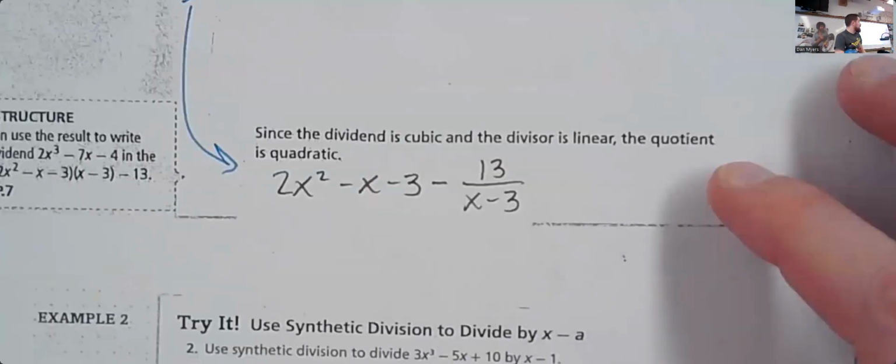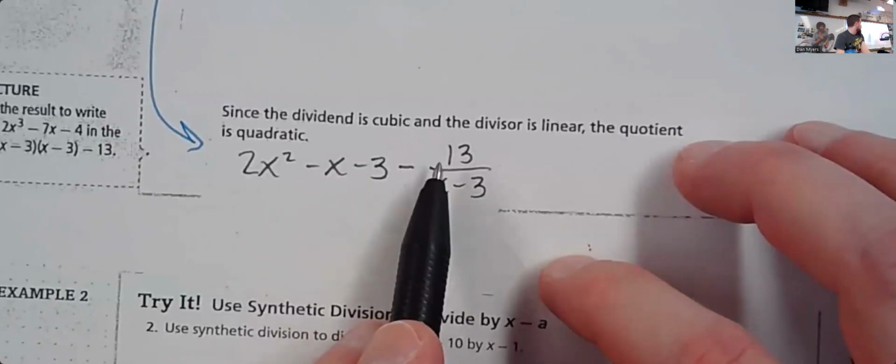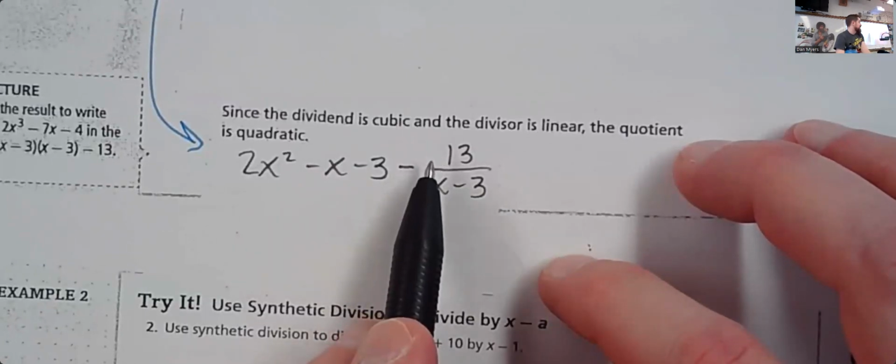And again, instead of writing plus and then negative 13 over x minus 3, I'm just writing minus because that's a negative 13. So I'm writing it as subtraction as opposed to adding a negative. But if you wrote plus here and a minus up here, that's fine. Same thing.